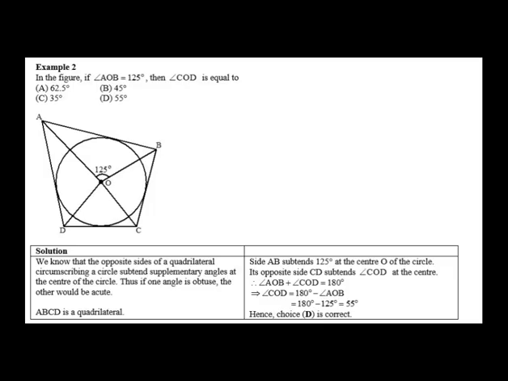ABCD is a quadrilateral. Side AB subtends 125 degree at the center O of the circle. Its opposite side CD subtends angle COD at the center. Therefore, angle AOB plus angle COD is equal to 180 degree. Implies angle COD is equal to 180 degree minus angle AOB, which is equal to 180 degree minus 125 degree. Therefore, angle COD is equal to 55 degree. Hence, option D is right.